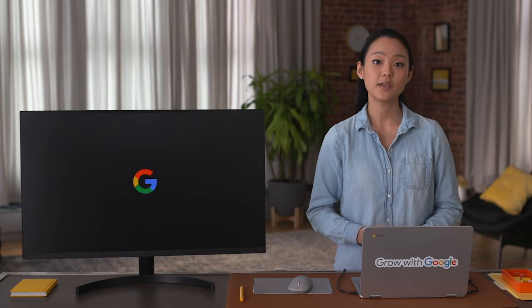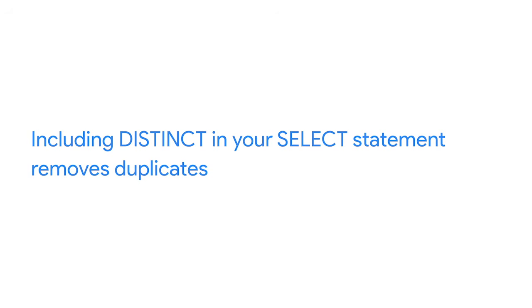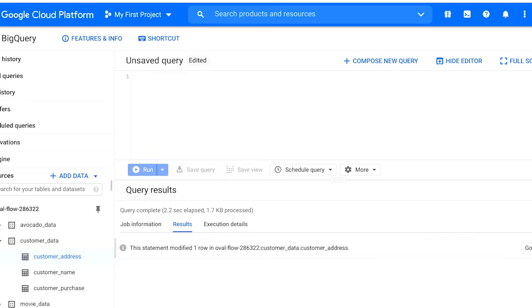Earlier, we covered how to remove duplicates in spreadsheets using the Remove Duplicates tool. In SQL, we can do the same thing by including DISTINCT in our SELECT statement. For example, let's say the company we work for has a special promotion for customers in Ohio. We want to get the customer IDs of customers who live in Ohio, but some customer information has been entered multiple times.